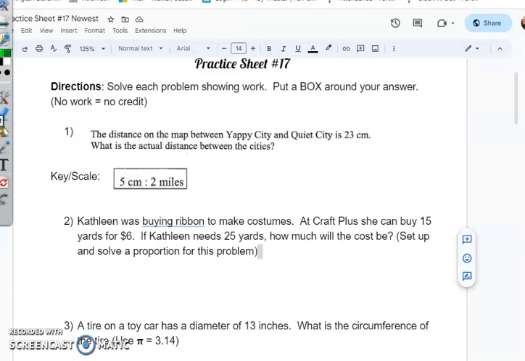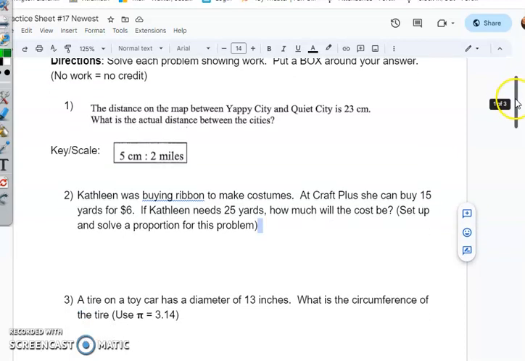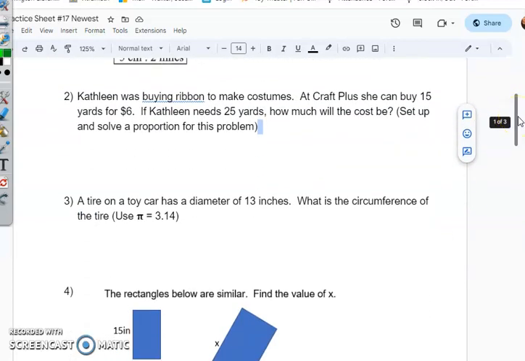Number 2 says, Kathleen was buying ribbon to make costumes. At Craft Plus, she can buy 15 yards for $6. So right here, this is a rate. 15 yards for $6, that's a rate, or a ratio, 2 numbers but different units. If Kathleen needs 25 yards, how much will the cost be? So I'm looking for price.